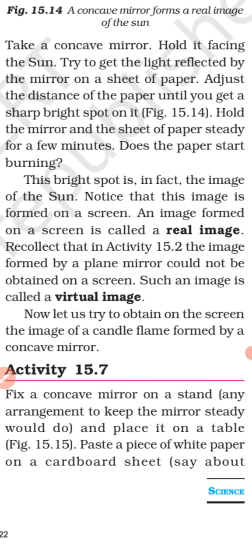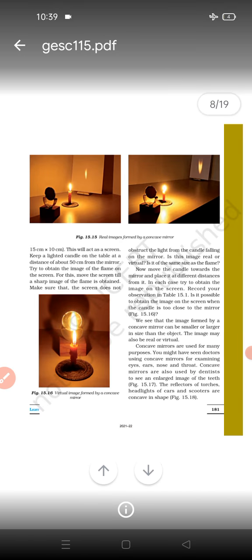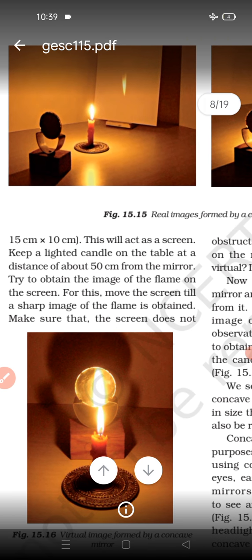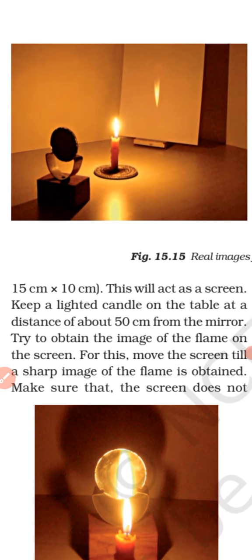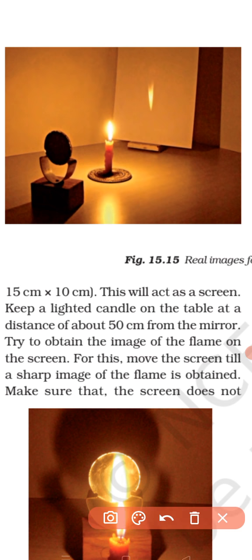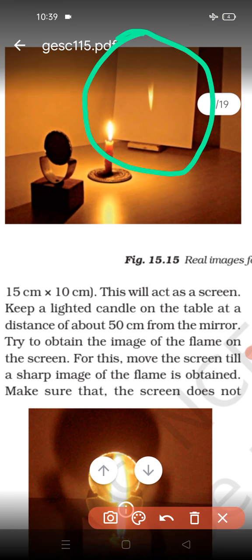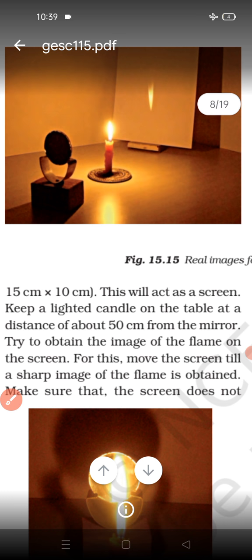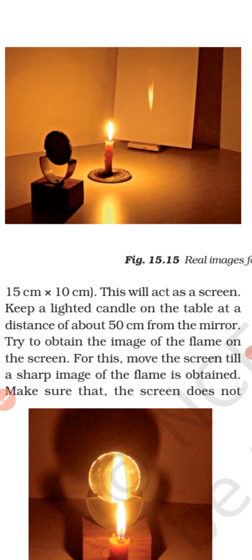Paste a piece of white paper on a cardboard sheet, say about 15 by 10 centimeter. As you can see over here, on the cardboard sheet, white paper, fully white, is pasted. So this will act as a screen.